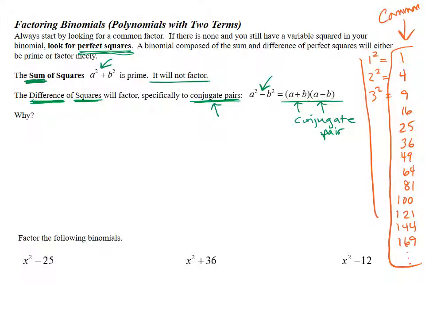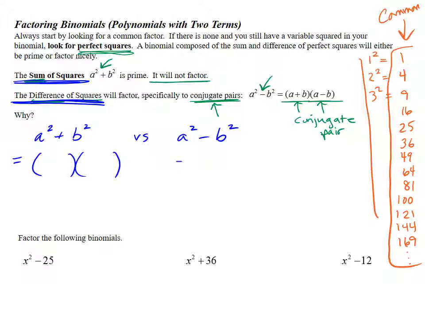Now, I mentioned over here that the sum of squares is prime and the difference of squares is not. It factors. Well, why is that? Let's talk a little bit about that before we do examples. When you look at this scenario of a squared plus b squared versus a squared minus b squared, what we want to do is break those squares up. So when you think about breaking them up, the obvious way is to undo the square. So we undo the square into the binomials.